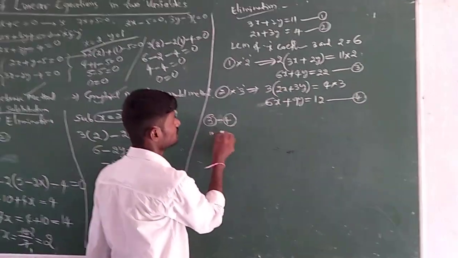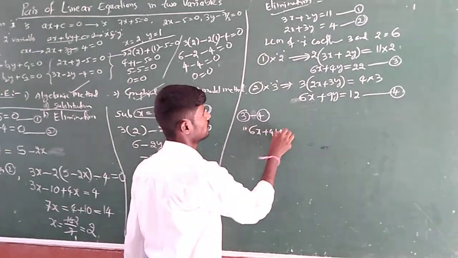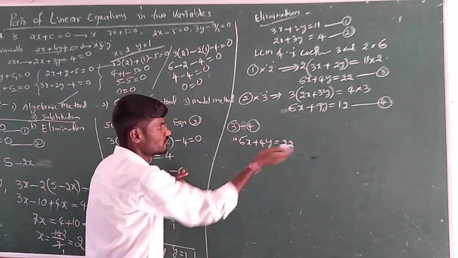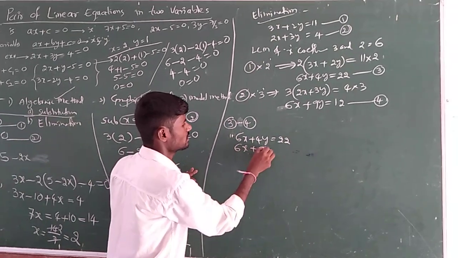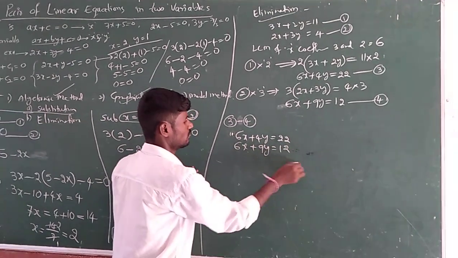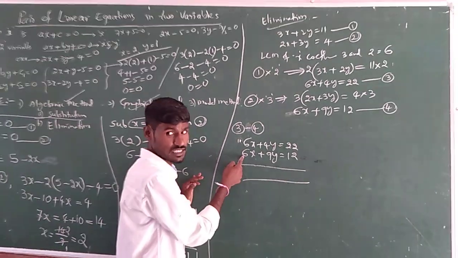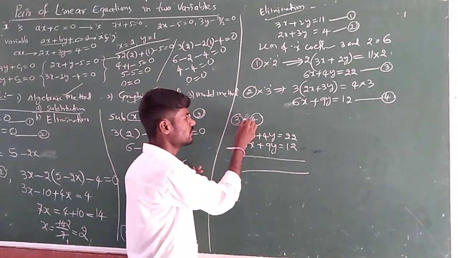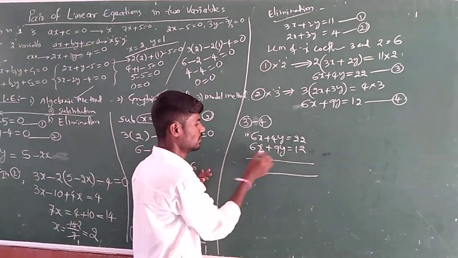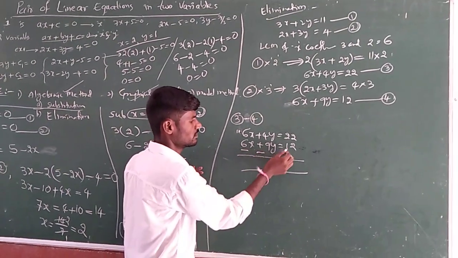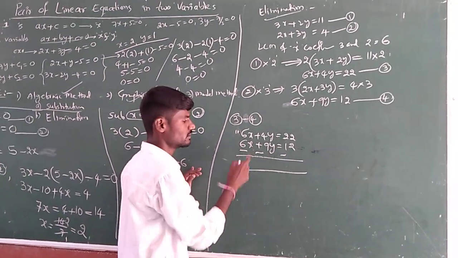Equation 3 is 6x plus 4y equals 22. Equation 4, 6x plus 9y equals 12. So what we are doing? Subtraction. If you do subtraction, the symbols of the second equation, the fourth equation, in front of that we put minus. So this is the fourth one now. Change the symbol: minus, minus, plus means minus. If it is minus, it becomes plus, like that.